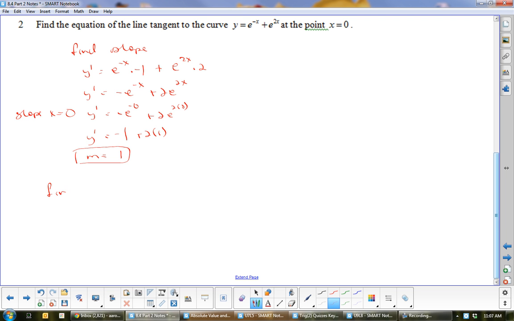Okay, I need to find y yet for my equation, and that is just e to the 0 plus e to the 0, y equals 1 plus 1, y equals 2. So I've got the point (0, 2), and I got a slope of 1. I don't know if it gets much easier than that. So y minus 2 equals 1 times x minus 0. y minus 2 equals 1x. 0 equals 1x minus y plus 2.